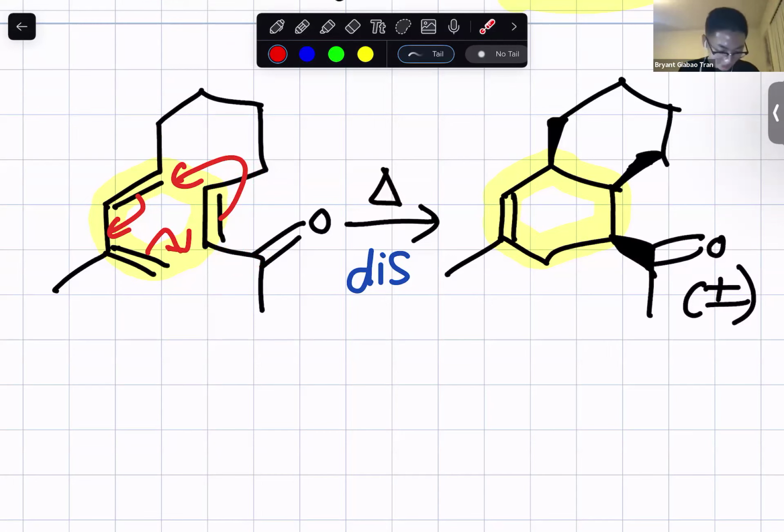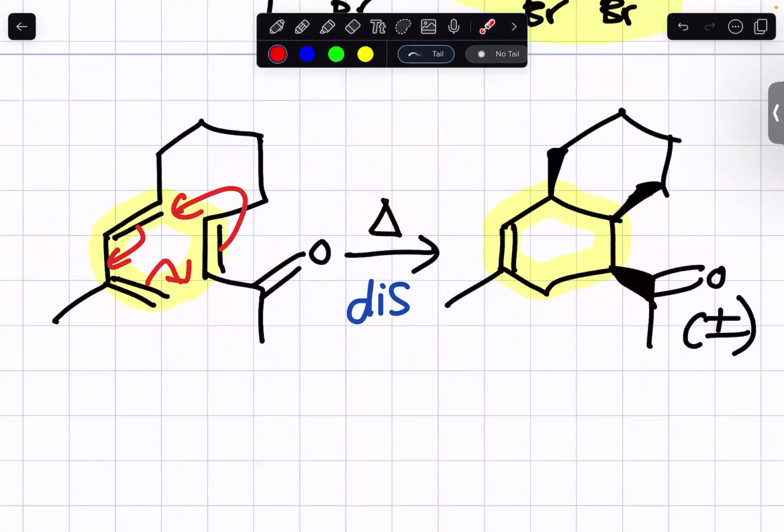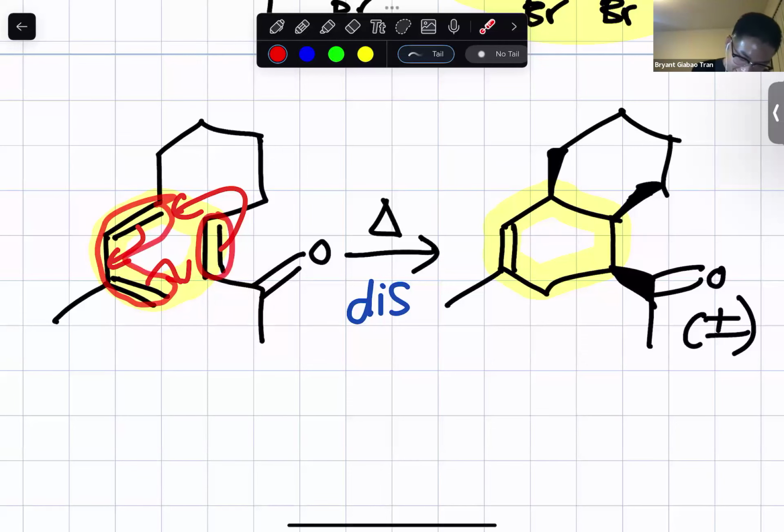Yeah, no problem. I have a quick question on this one. Is this an electrocyclic reaction or a Diels-Alder reaction? This is an electrocyclic ring closing reaction. Ring closing. Right. How do you know it's ring closing? Because I thought at first it was Diels-Alder. Oh yeah, I just realized this is a diene here and this is a dienophile.